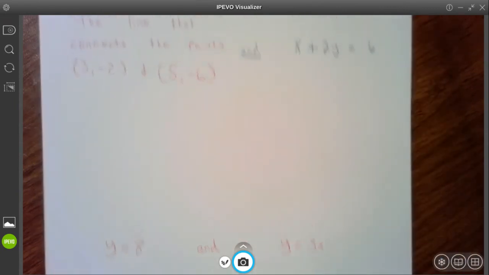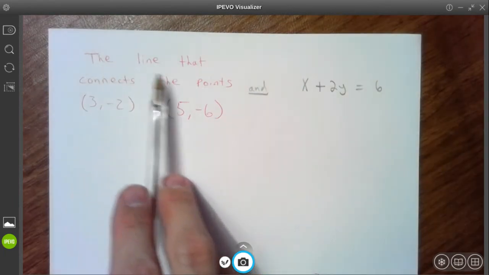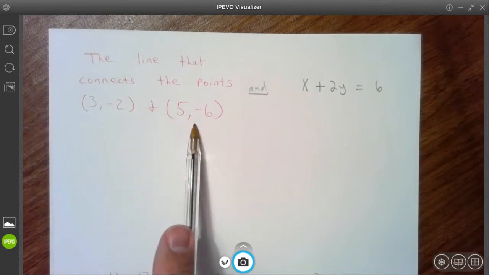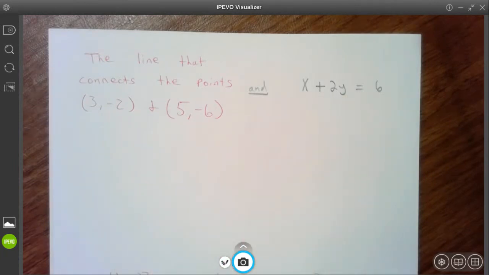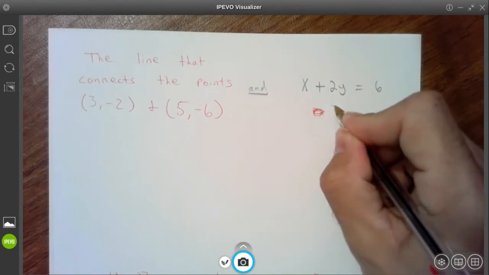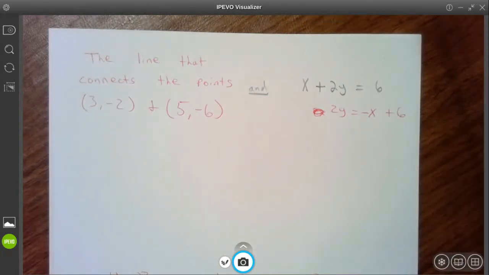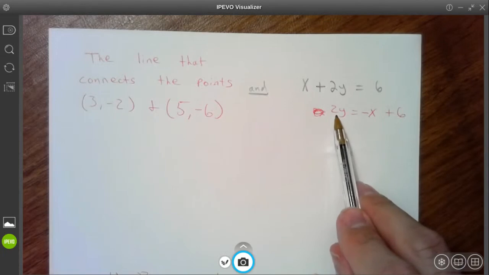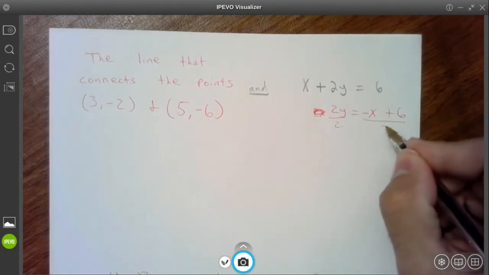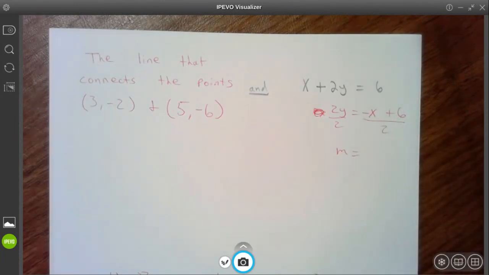Got it. All right, so these are some of the other types that can show up. Let's say they want to know whether the line that connects these 2 points and this line are parallel, perpendicular, or neither. So here, I got to move over my x. It'd be 2y is equal to negative x plus 6. And then I would have to divide by 2. The only part I care about is the slope. So it's a negative 1 over 2.